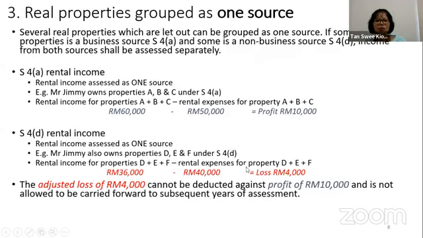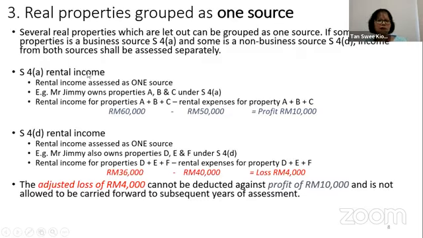Then what happens to this loss? We call it a permanent loss. You can't carry it forward to next year. Say next year my Section 4D rental income has a profit, can I offset it with this loss? No, it cannot be carried forward. So now you can see why we segregate Section 4A and Section 4D, and why it is so important to classify them. The loss cannot be carried forward.